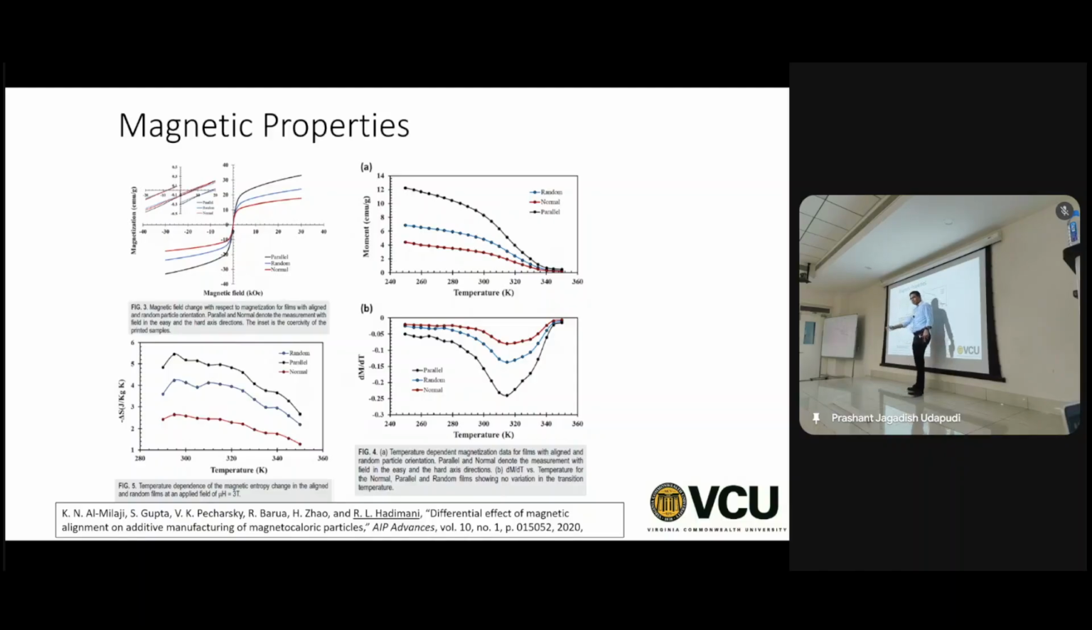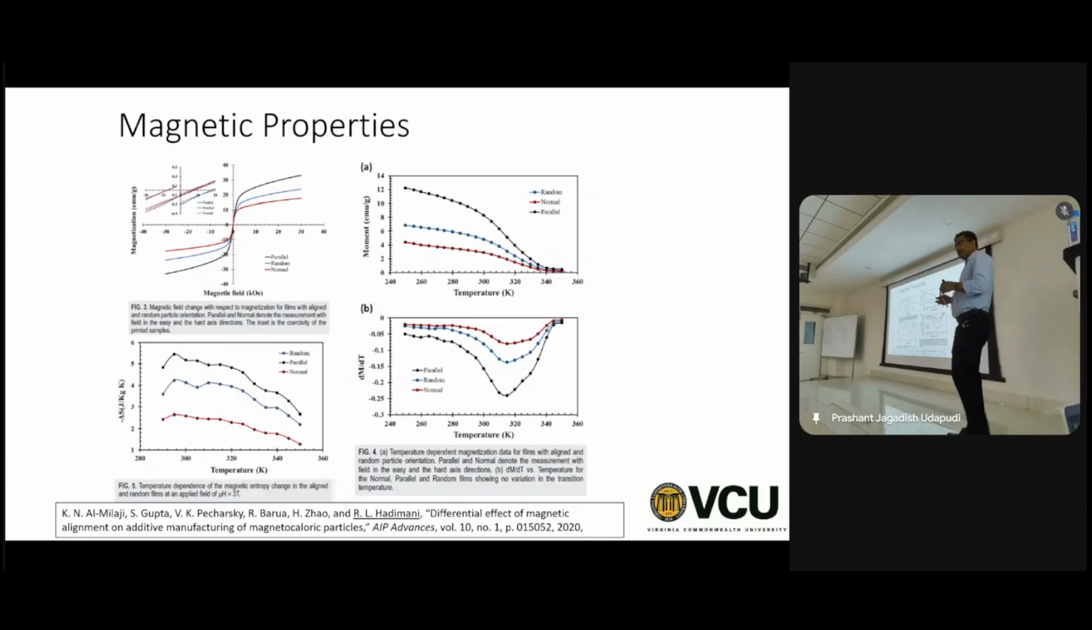Red is in a lateral direction or normal direction. Black is parallel to the field direction. And when no magnetic field is applied, we get blue. Okay?